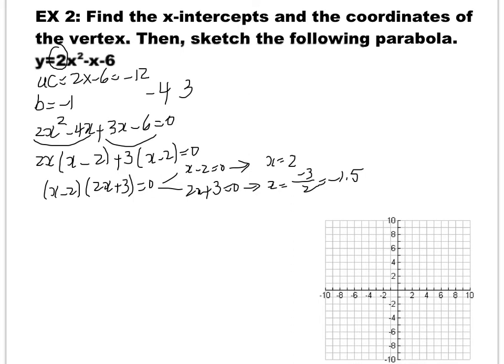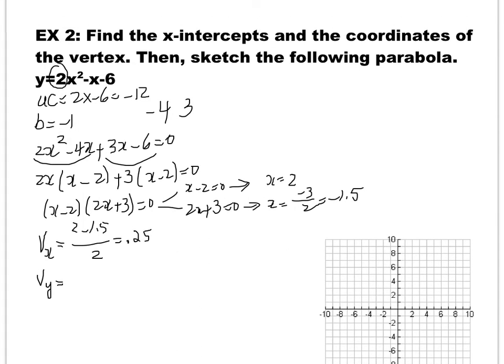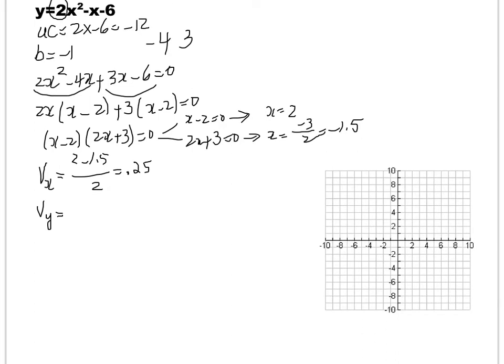Now, to find the x-coordinate of the vertex, I add the x-coordinates of the x-intercepts and then divide by 2. So 2 minus 1.5 divided by 2 is going to give me 0.25. For the y-coordinate of the vertex, I use the equation and I sub 0.25 back into the equation.